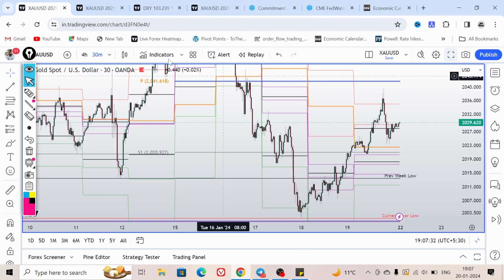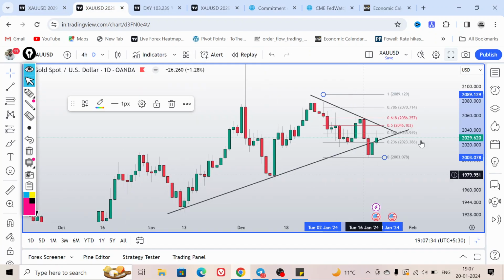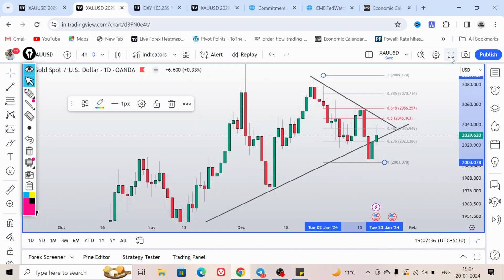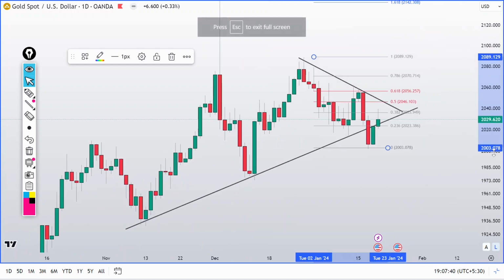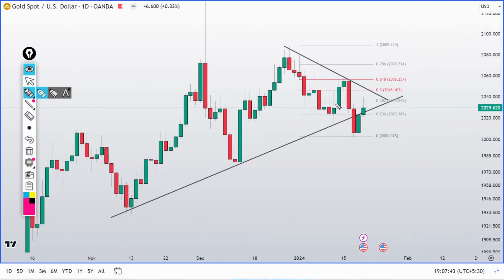Now let's check the levels on the daily time frame. We already discussed these levels in the Telegram channel. So as you can see, the current price, if you check the daily candle on price action, you can see the price is rejected, because this week we have seen a rejection from this level.